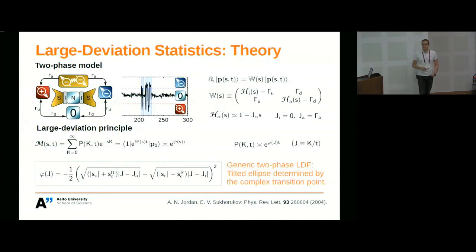If s is real, this is a very nicely behaved convex function. So I can do the Legendre transform, and then I get the large deviation function for the current phi of j. Okay, now I can calculate everything explicitly because this is only a 2x2 matrix. And then I get this expression for the large deviation function of the current. And as you will see on the next slide, this is just the mathematical description of a tilted ellipse.